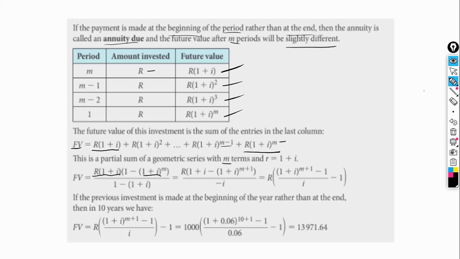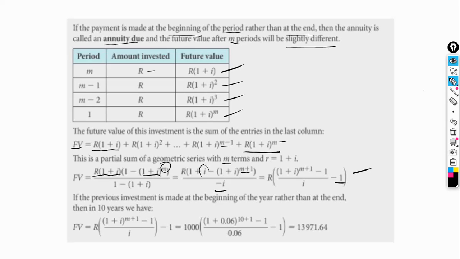So the geometric series sum is going to be R times 1 plus I times 1 minus the common ratio to the power of m. And this over 1 minus 1 plus I. So notice that in the denominator we get minus I. And then here we can simplify this a little bit. Notice that we have 1 plus I minus 1 plus I to the power of m plus I. But notice that we can rearrange this by separating this and getting minus 1, right? Because if we do I over negative I, that's minus 1.